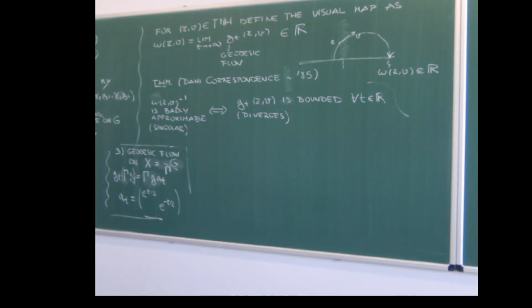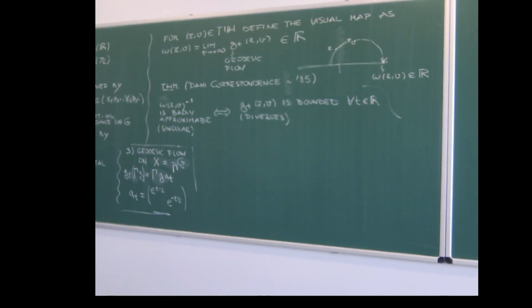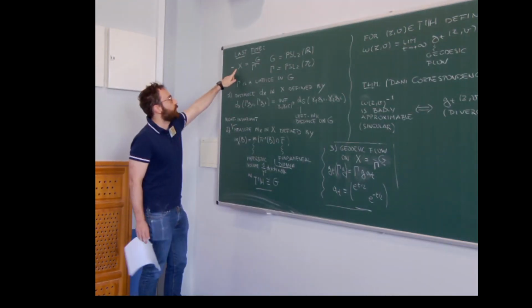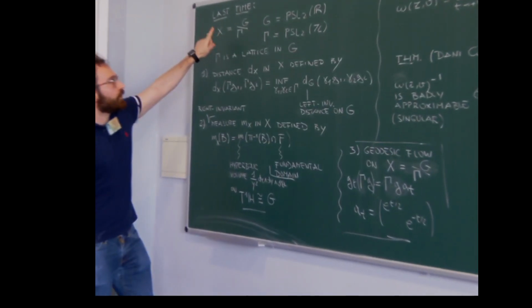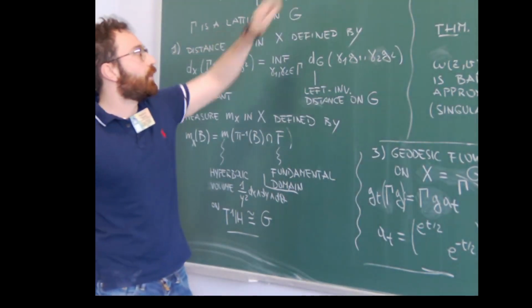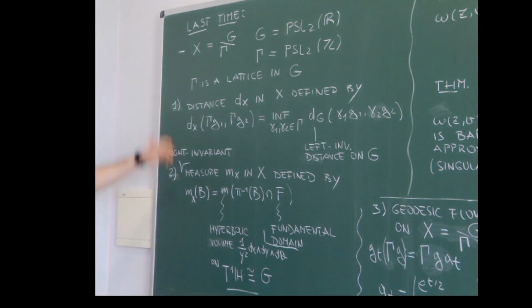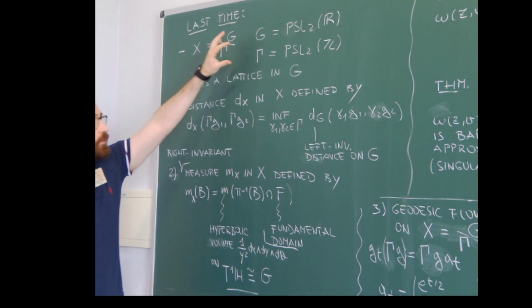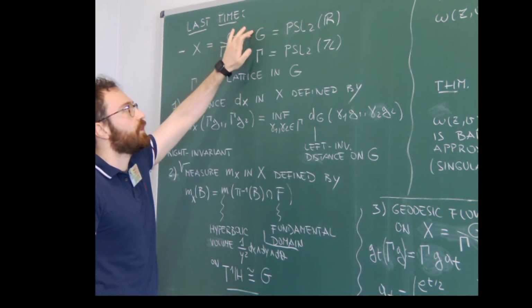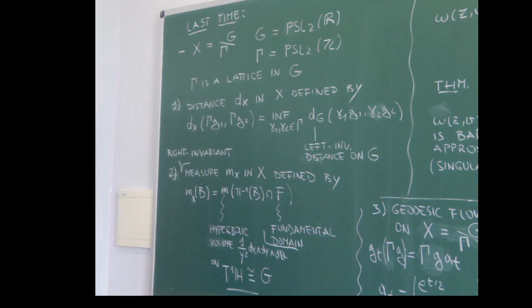Okay, so this is my final lecture. I just want to quickly go through what we saw last time. We introduced a quotient of our group G, PSL2(R), by a discrete subgroup, PSL2(Z). From now on I will use this notation: G will always be PSL2(R) and gamma PSL2(Z). We showed that gamma is a lattice in the sense that it admits a finite volume fundamental domain.